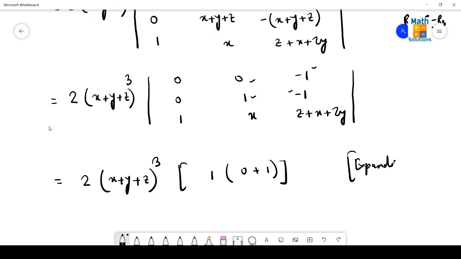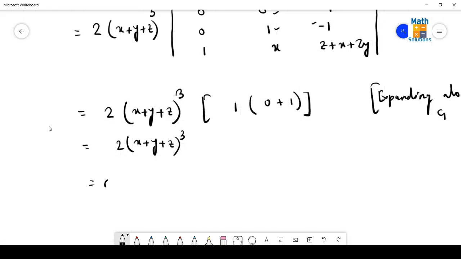Expanding along C1, I shall be getting here 2(x + y + z) whole cube, and this is the required right hand side. So this is the solution of the second part of question number 11. Next we are coming to question number 12.